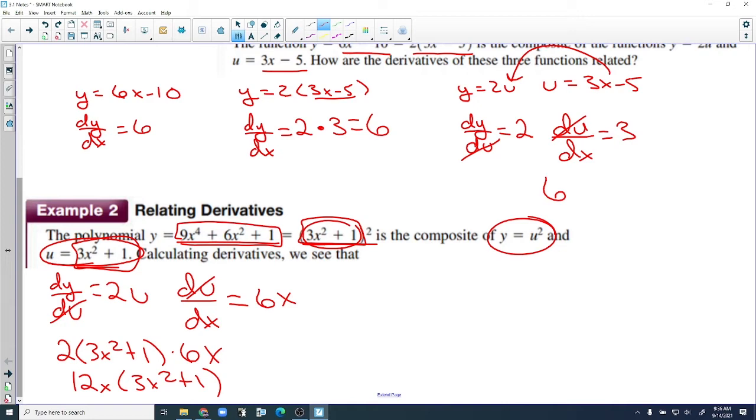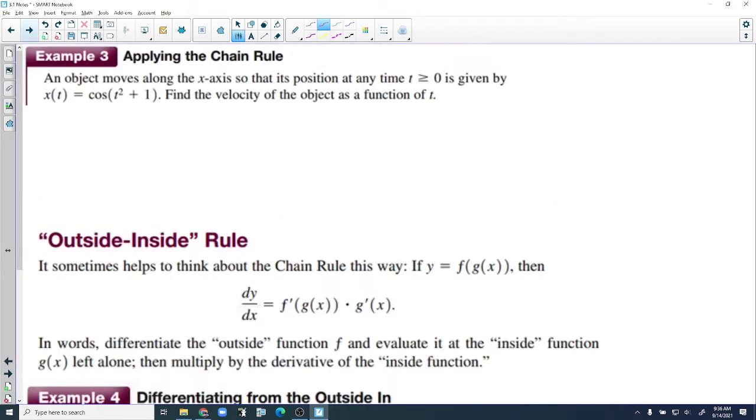Any questions? That's not a great example of what we're doing. I like example 3. An object moves along the x-axis so its position at any time t greater than or equal to 0 is given by that. Find the velocity of the object as a function of t. So find the velocity, in other words, take the derivative. The outside function is cosine. The derivative of cosine is sine, and we leave the inside alone.